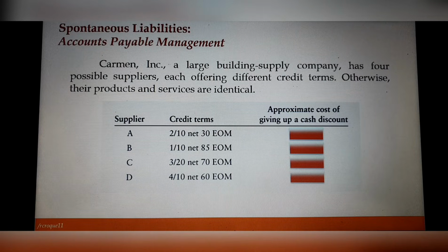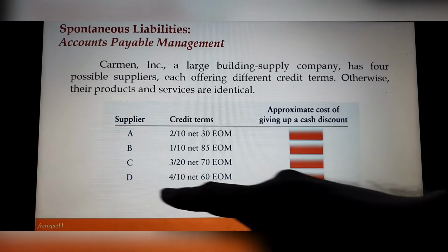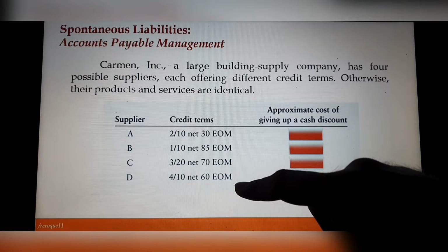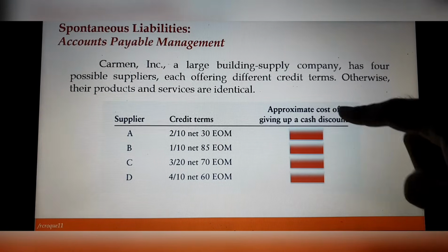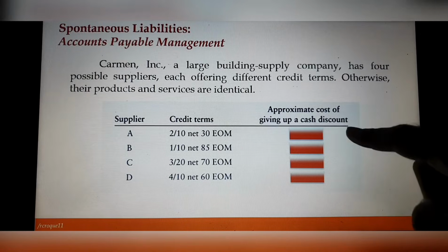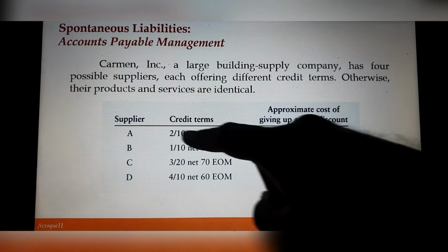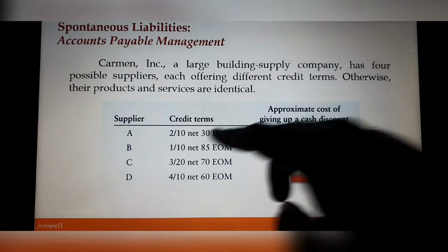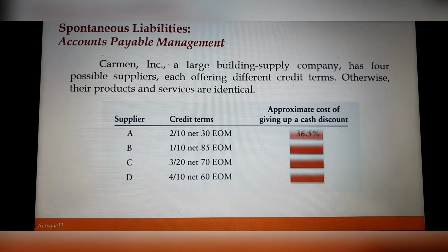We have Carmen Incorporated, a large building supply company, which has 4 possible suppliers: A, B, C, and D. They each have their own credit terms. What we're going to do is compute the approximate cost of giving up a cash discount. Simply, 2 times 365 divided by the difference of 20. For letter A, we have 36.5%. Please try for B, C, and D.